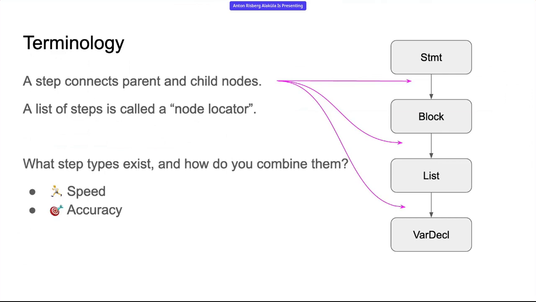The problem is, what step types do you use? In most ASTs, or all that I know of, there's some sort of parent-child relationship, but there are other step types available as well. And there are step types you can synthesize on top of the tree that aren't actually in the underlying native AST. So what types do you use? In which order do you combine them in order to maximize for speed and accuracy? Because any given node can be described by an infinite number of node locators in theory.